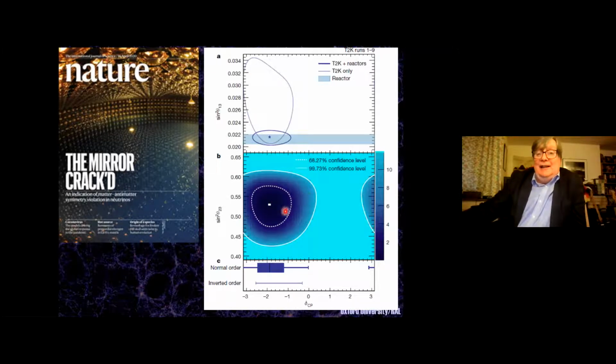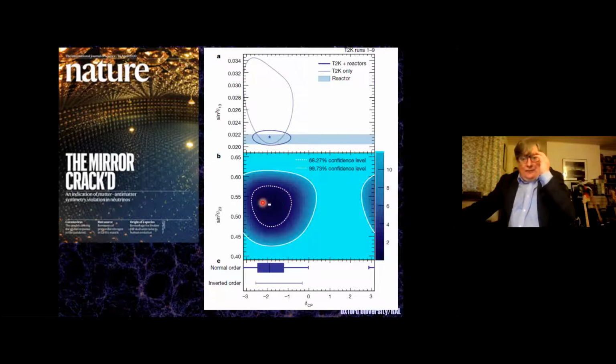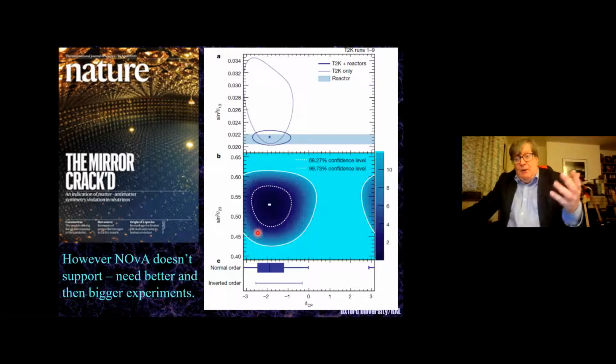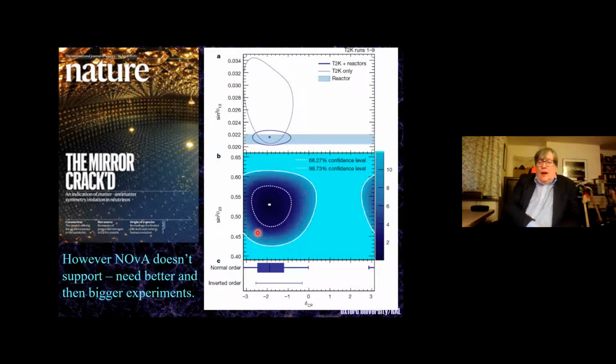With this one, it looks like CP's not conserved. In NOVA, it looks like it is. So what do we do about that? Well, we make snide remarks about each other in the bar, but to move the world further on, we need better and bigger experiments, okay? And so that's what we're doing.